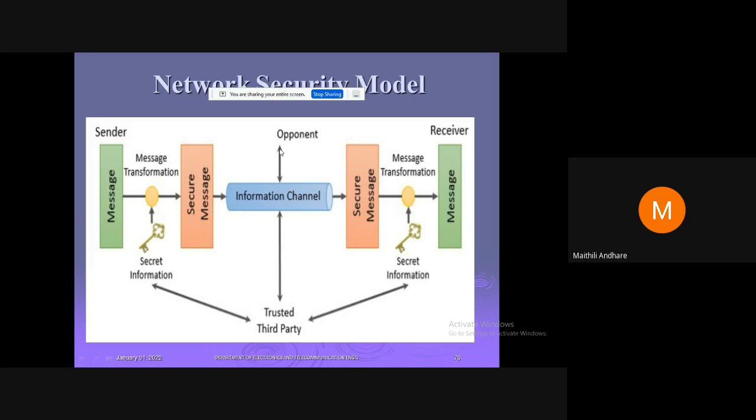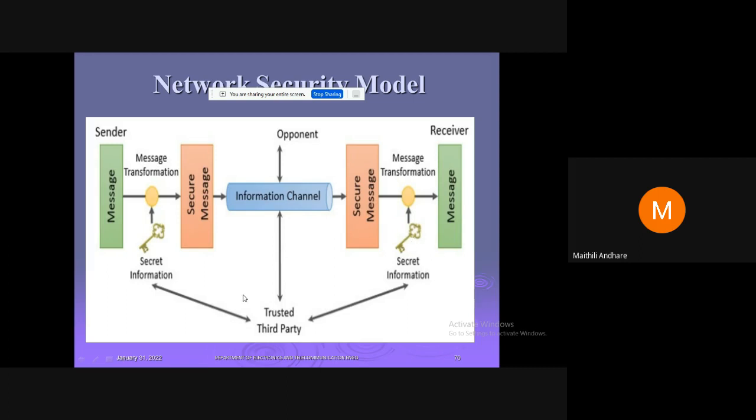Yes, there are different ways, but in general, as this is a generalized network security model, these are the minimum things we should consider. To protect from the attack, this particular part is done, that is the message transformation at the sender level and message transformation at the receiver level. At the sender level, the sender is modifying the message, securing the message with the help of the key, and at the receiver end, the receiver is retrieving the original message from the secure message with the help of the key.